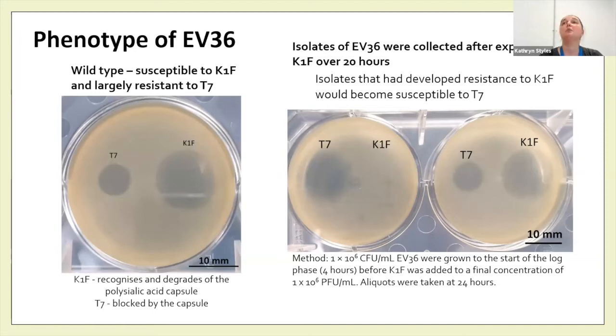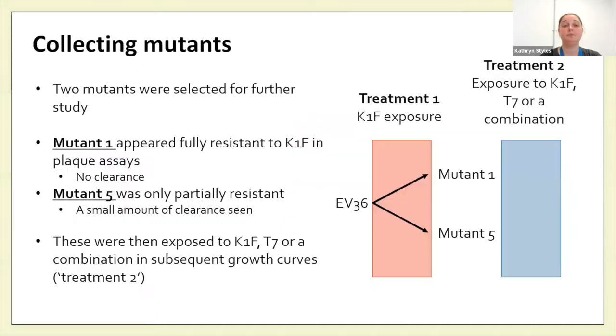Whereas we found if we exposed our strain to the bacteriophage and then collected isolates after a longer period of time, and then profiled the resistant versus the non-resistant colonies, they would gain a susceptibility to T7, but then they'd lose their susceptibility to K1F and become fully resistant. So this is something that we then wanted to study further and have a look at a lot more of the isolates.